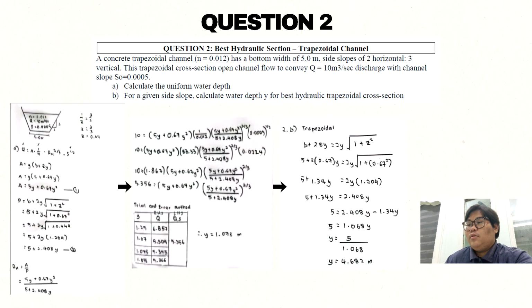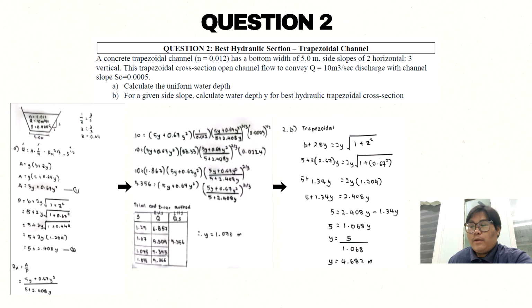And then we have to find the area of the trapezoid, that is y times b plus zy, so it will become y times 5 plus 0.67y. After that, multiply the y inside the bracket, so you will get 5y plus 0.67y squared. So that is your first equation.